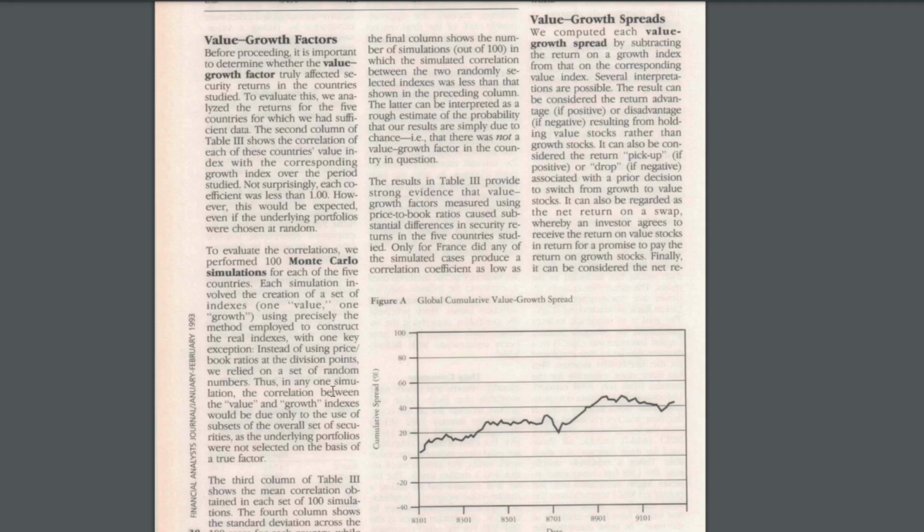So, does it say what kind of sampling it does? I don't see anything. But a set of random numbers, so that the correlation between the value and growth indexes would be only due to the randomness of each subset.